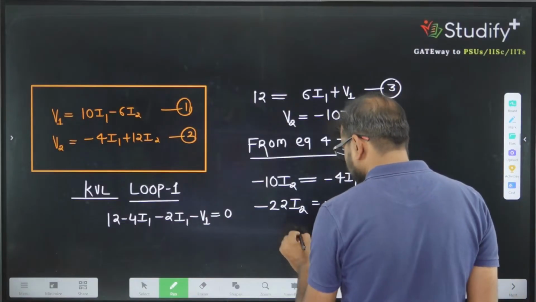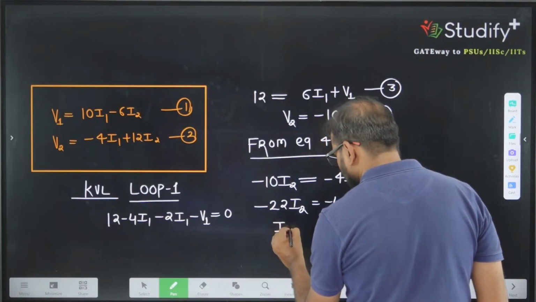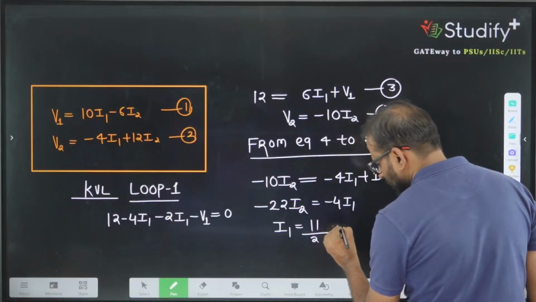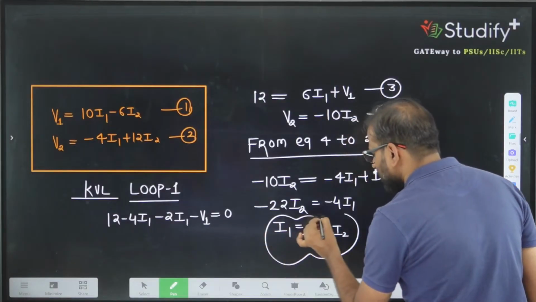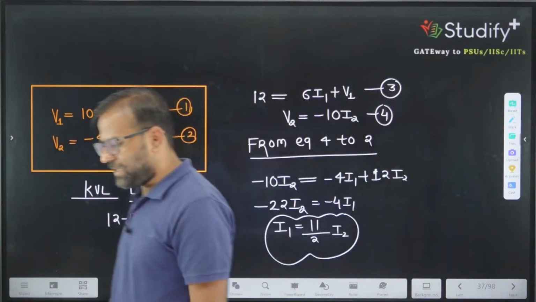So you can say I1 is equivalent to 11 by 2 times I2. The first relationship we are having from here: I1 is equivalent to 11 by 2 times I2.